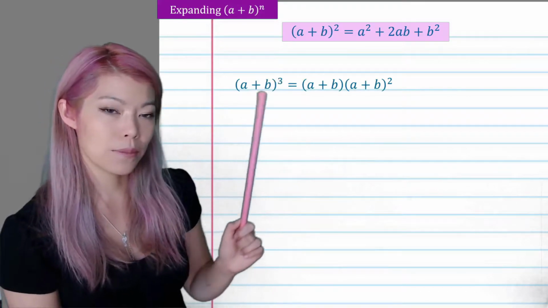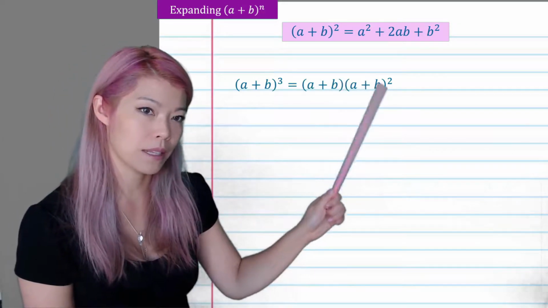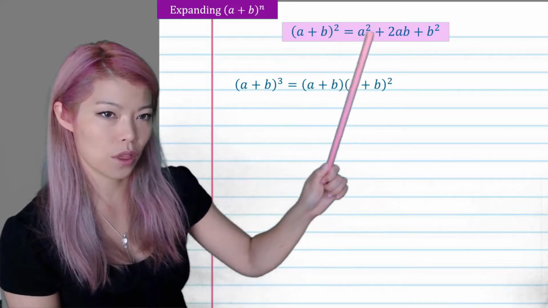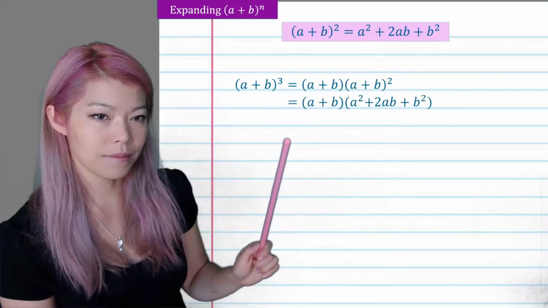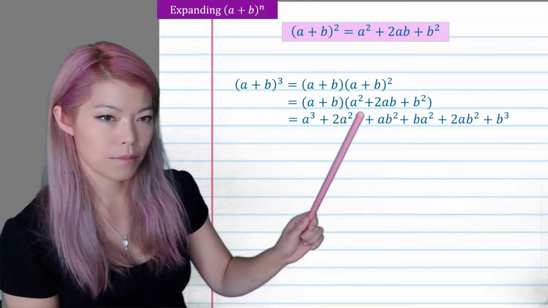Well, (a + b)³ is the same as (a + b) times (a + b) times (a + b). But we know that the second two lots is equal to that, so we can sub that in. And now we expand a times all of that and b times all of that.